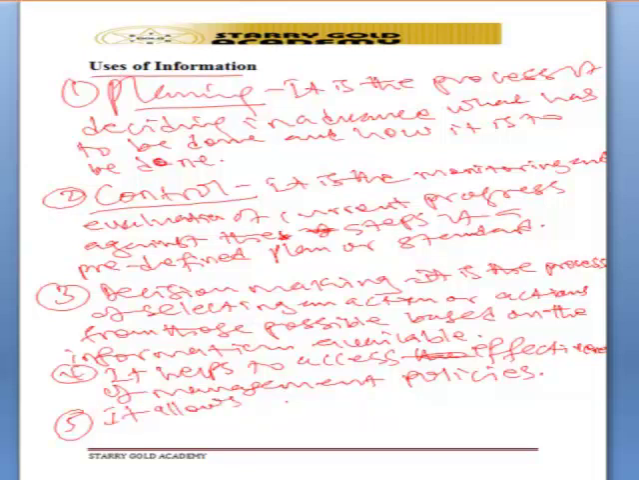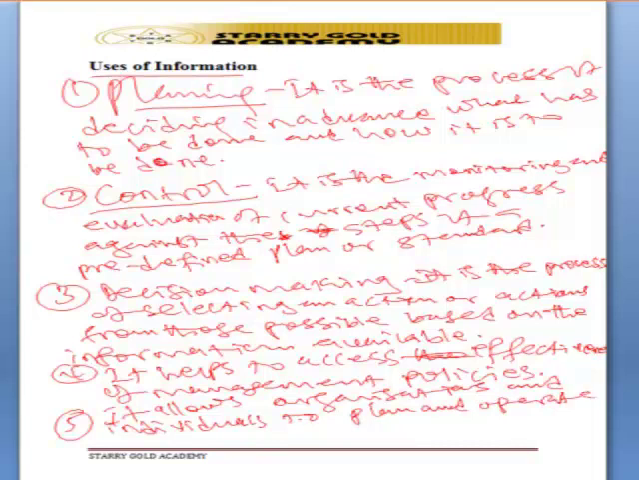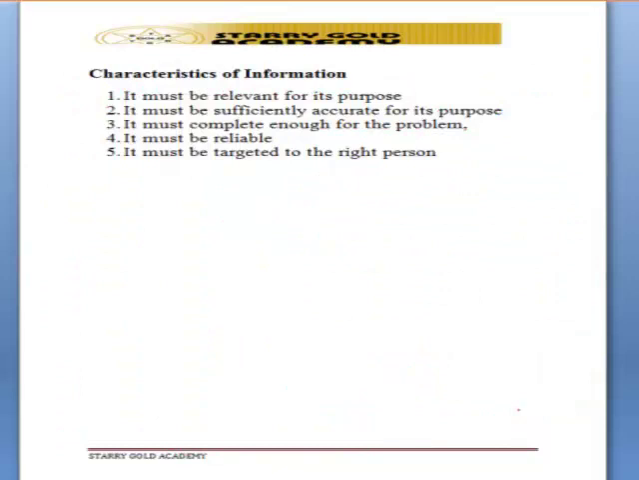It allows organizations and individuals to plan and operate effectively. So these are some of the uses of information. Then the next one is characteristics or features of good information.